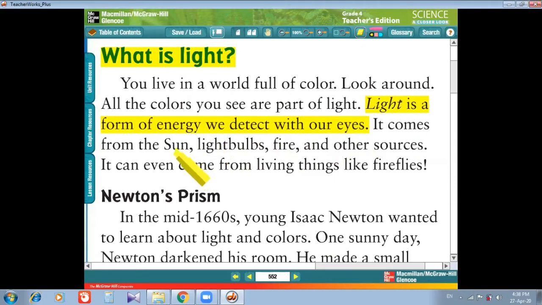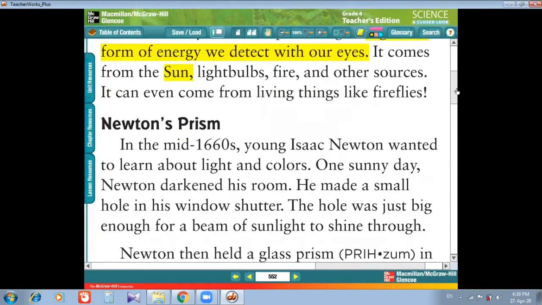Now these are the sources of the light. The main source is the sun. The other sources we have are light bulbs, fires, and other sources. It can even come from living things like fireflies. So these are the sources of the light.